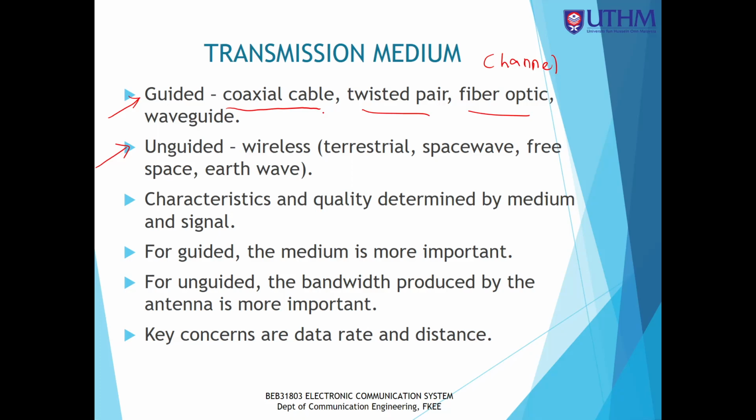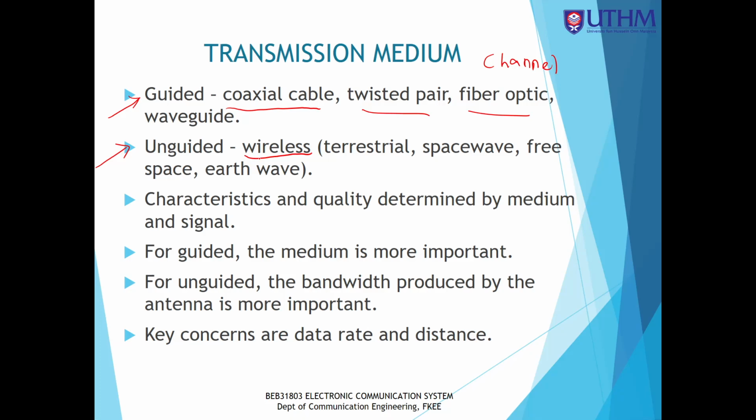Okay. And then we have the unguided type of medium. Unguided means that the medium does not guide the wave from one point to another point. In this case, we are using the wireless medium. Okay, medium ini dia tidak guide gelombang yang dihantar. So gelombang yang dihantar itu boleh pergi. The wave can travel at different paths. Gelombang itu boleh lalu pada laluan yang berbeza-beza, yang mana dia tidak di-guide kan, ya.